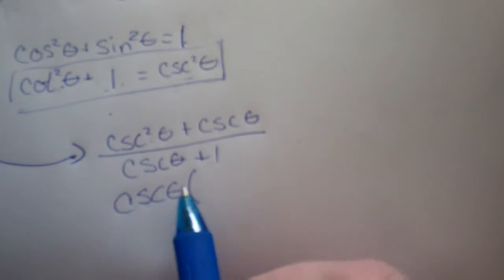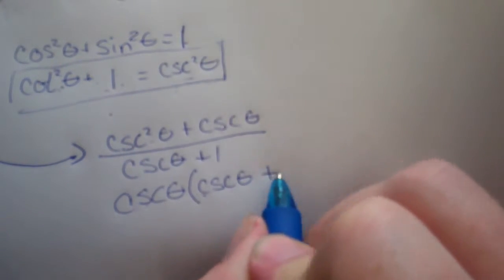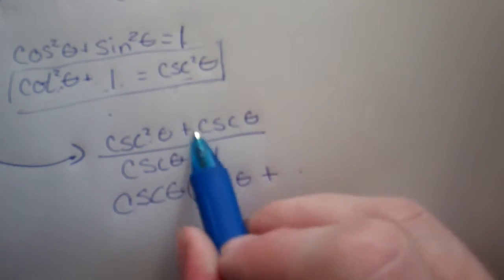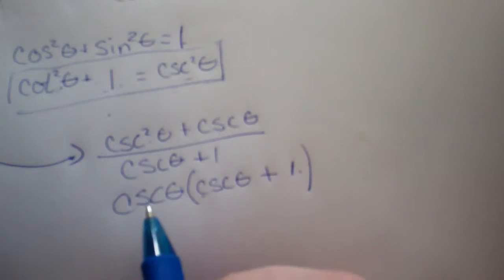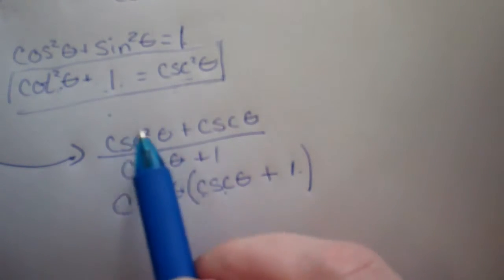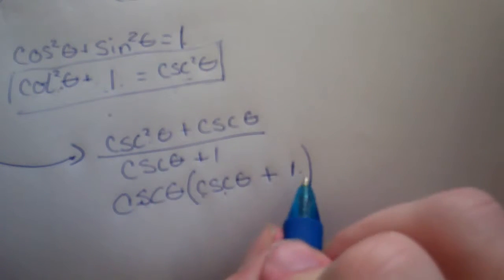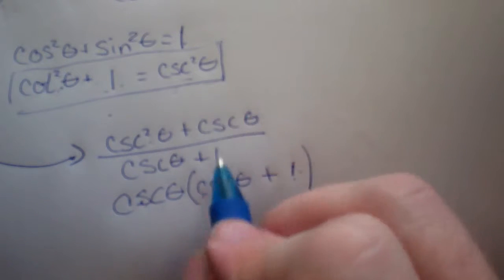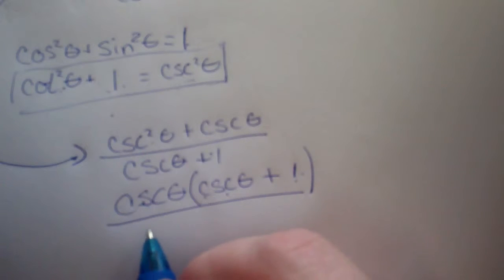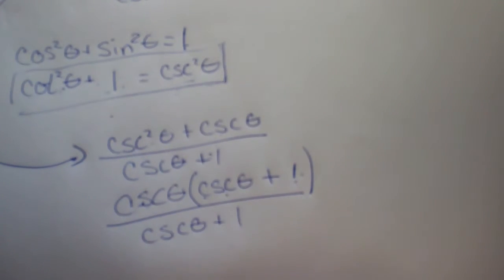Well, cosecant of theta times a cosecant of theta plus, and what should I put here so that cosecant of theta times this gives me this? That's going to be a 1. You can check for yourself that cosecant of theta times cosecant of theta is cosecant squared theta. Cosecant of theta times 1 is a cosecant of theta. So that is what the top becomes. What we have on the bottom is right here. So this is a cosecant of theta plus 1.